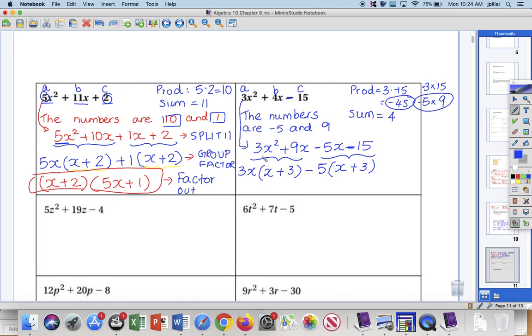I went back, grouped, and factored. Now, if you notice, the two binomials are x plus 3 and x plus 3. So factor that out. I factor out the x plus 3. So now this is gone, you're left with 3x minus 5. And that is your factored form. I hope this makes sense.